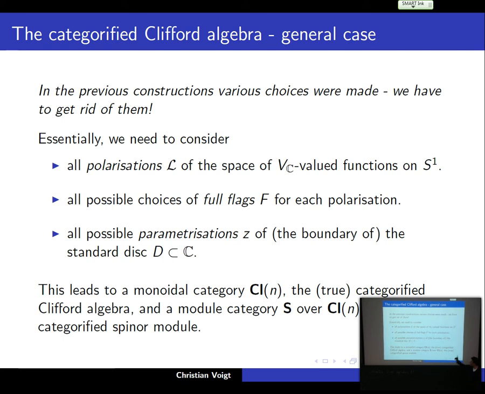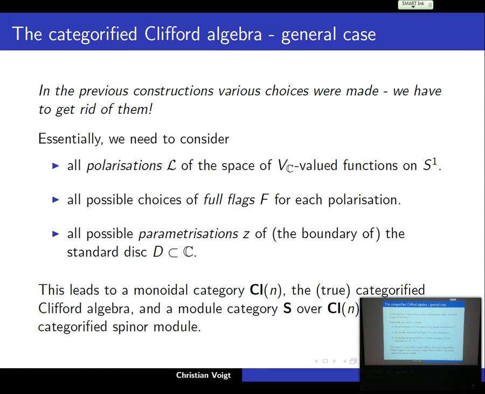Well, we had fixed the polarization to begin with. That's basically like in the finite dimensional situation. That's something one should get rid of here. We fixed the flag, and we also fixed, that's perhaps something which one doesn't even notice at first, we have fixed the parameterization of the unit circle. Basically picking this parameter z, this coordinate z, means that we fix the parameterization of the circle, and one shouldn't do that. So physicists tell you that one should make things independent of parameterizations.